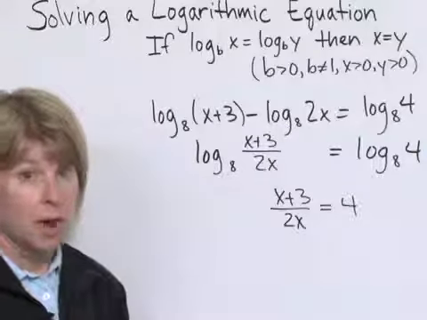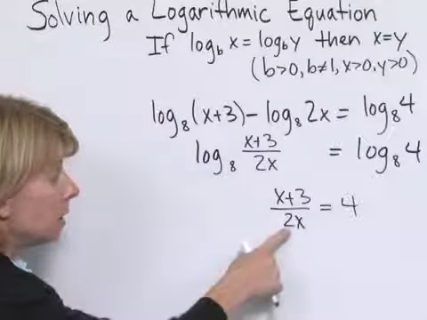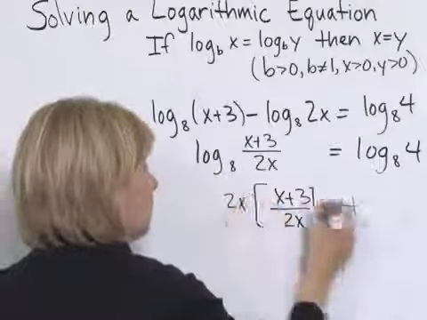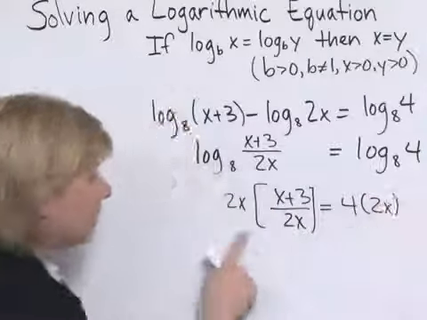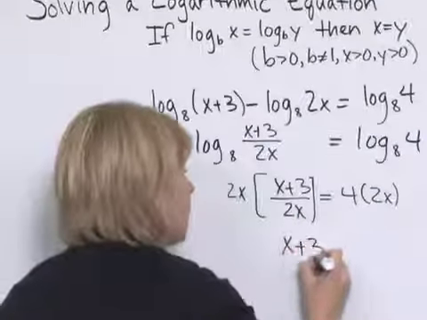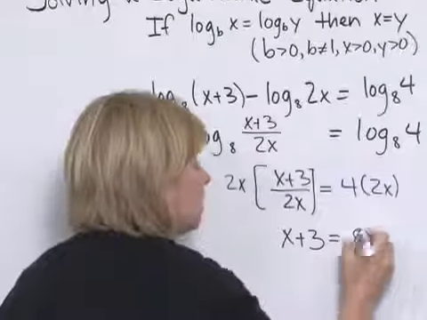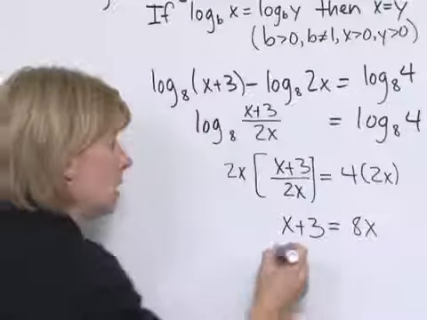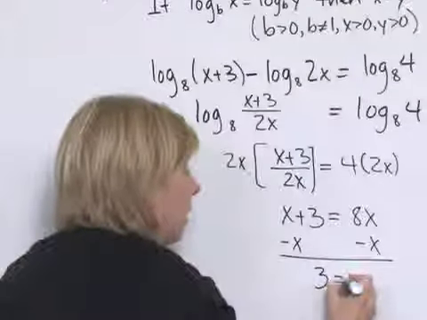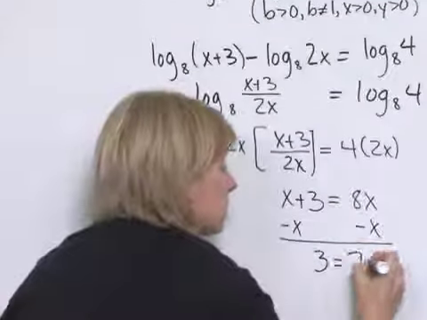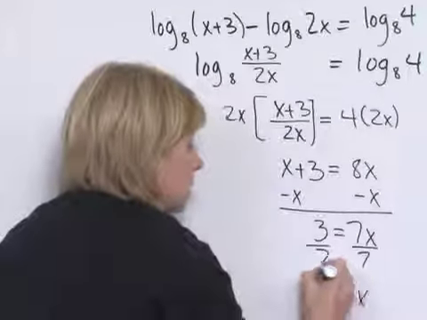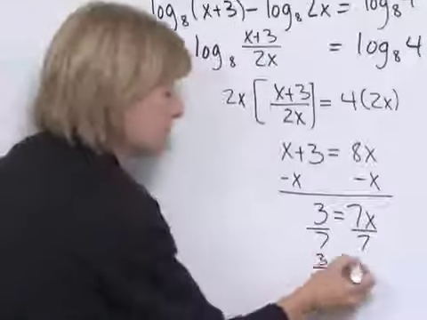And now we have an equation with a fraction, so we can multiply both sides by the denominator 2x. Over here, the 2x divides out, leaving us with x plus 3 equals 8x. Now I'm going to subtract x from both sides, and we end up with 3 equals 7x, and divide by 7 to find that x is 3 over 7.